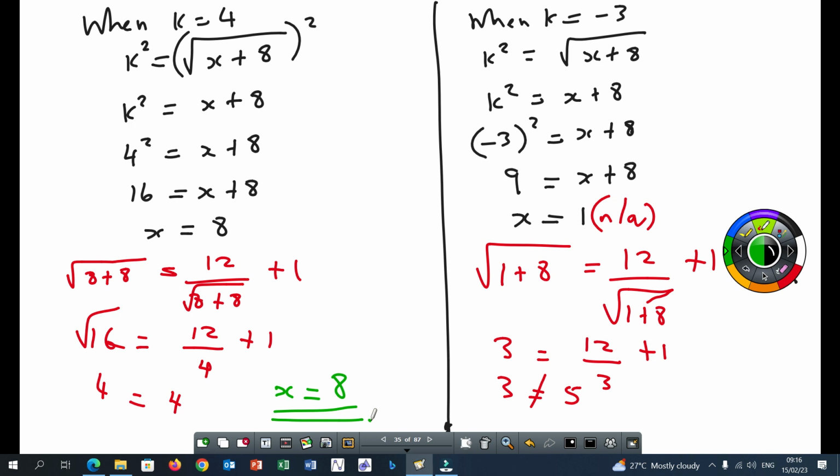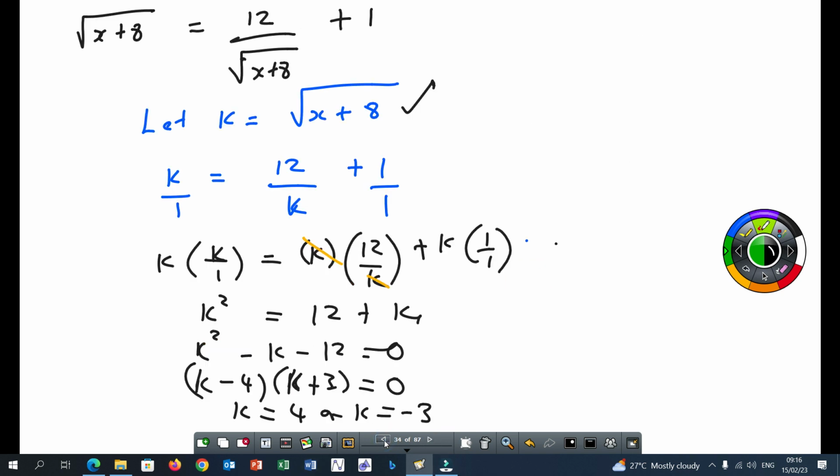Yes. At the beginning of the equation, should you specify that x is not equal to negative 8? Which equation? This one here. No, the initial equation. Yes. Okay. You can specify.